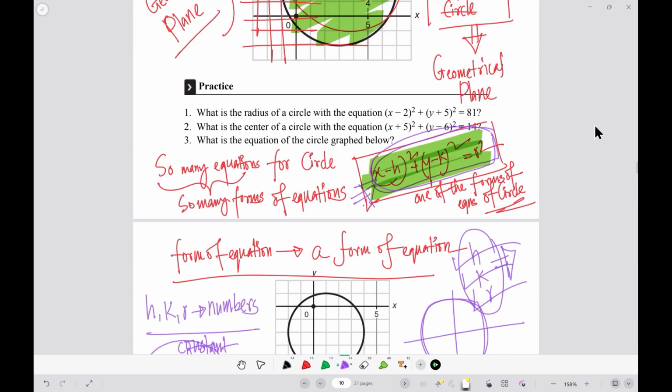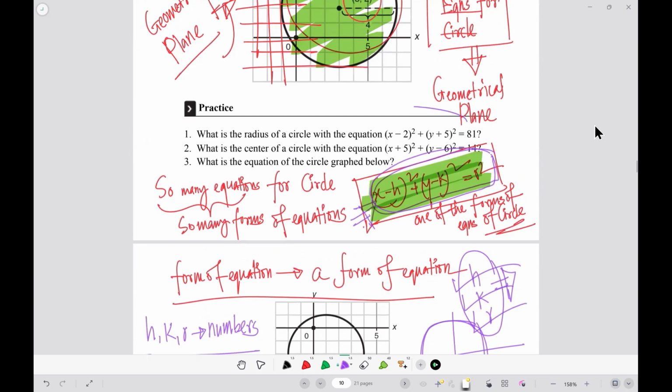So remember that h, k, and r are nothing but numerical values. Just like we have an equation like x minus 2 whole squared plus y minus 5 whole squared equals 81. This 2, this 5, and this 81, they all are numerical values. This is h, this is k, and this is r squared.